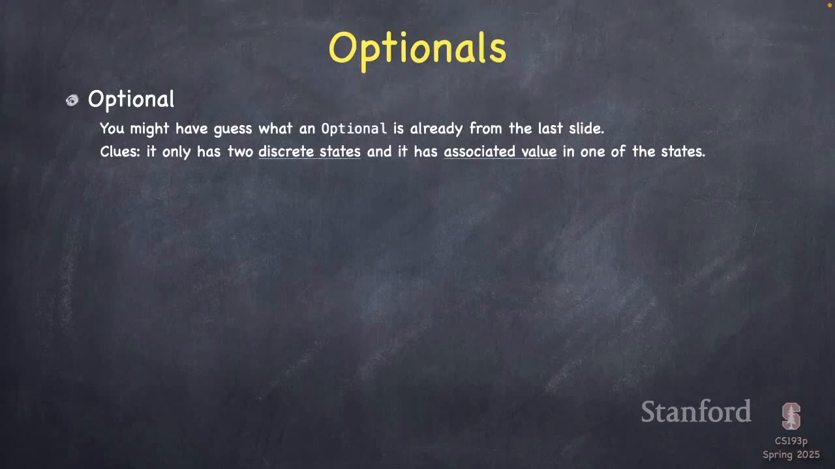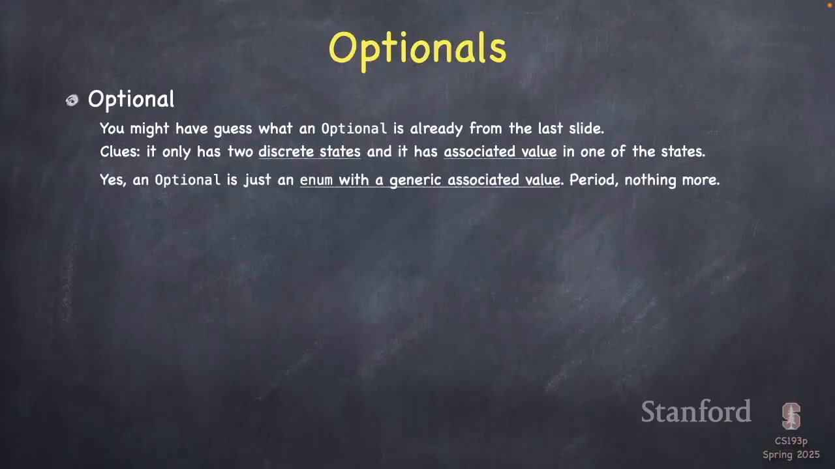I gave you two clues. I said it had two discrete states. That's what enums have. And I told you it has some associated value with it. We know that enums have associated data. So yes, an optional is just an enum with a generic associated value. So optional combines what you know about enums and associated values with generics. So it has an associated value that is generic, which is kind of a cool combo of all those things, enums and generics and associated values.